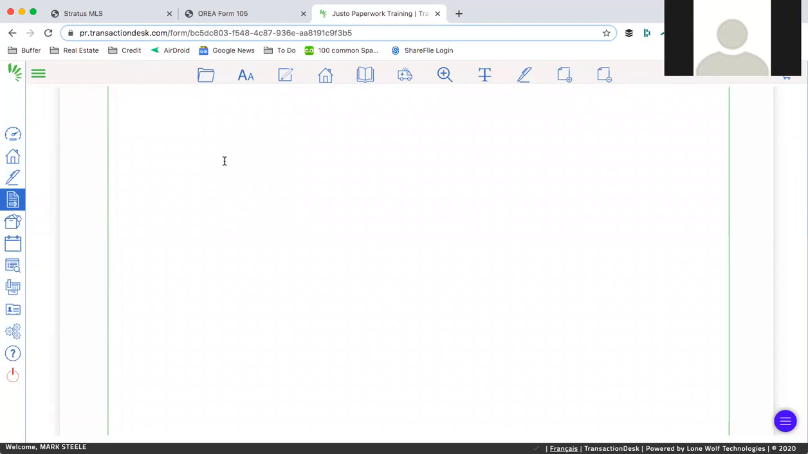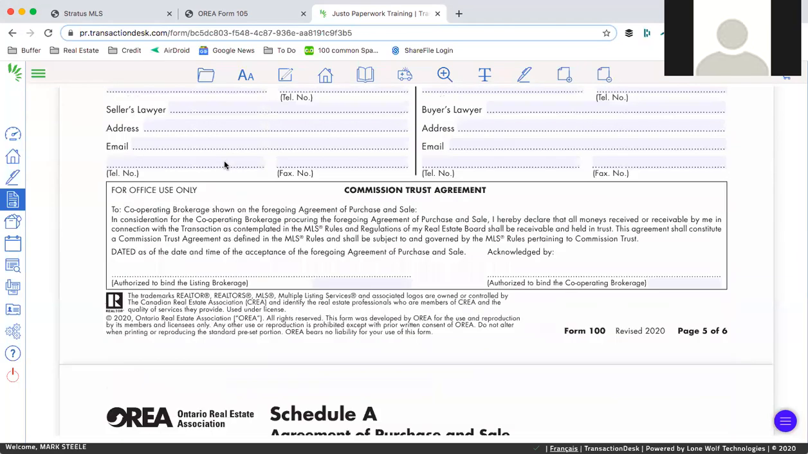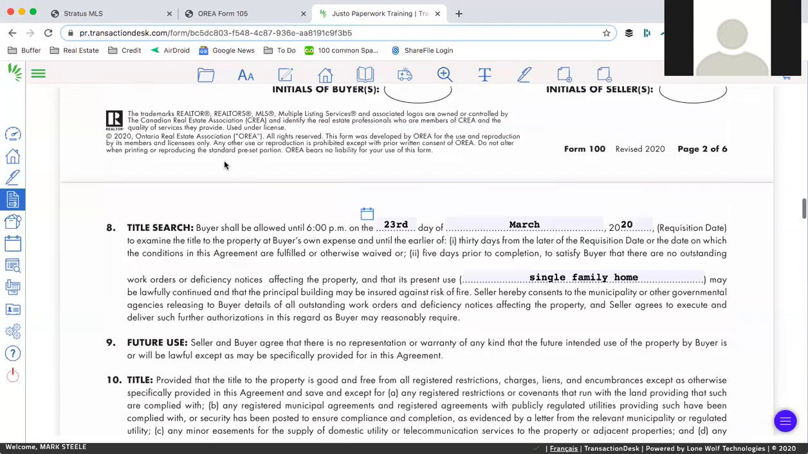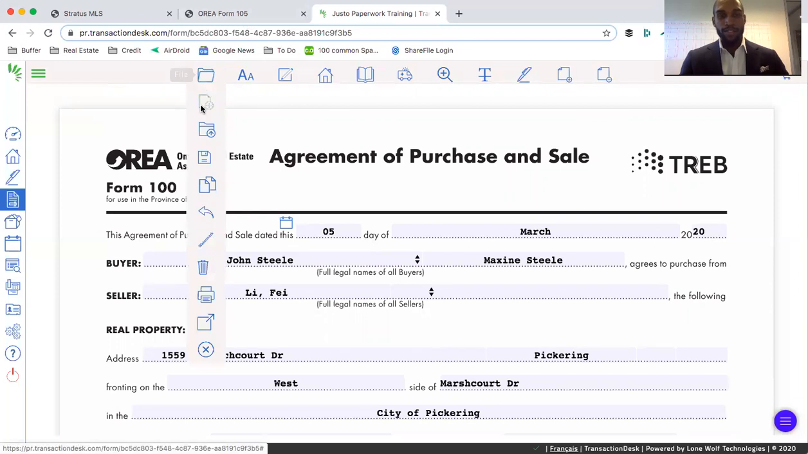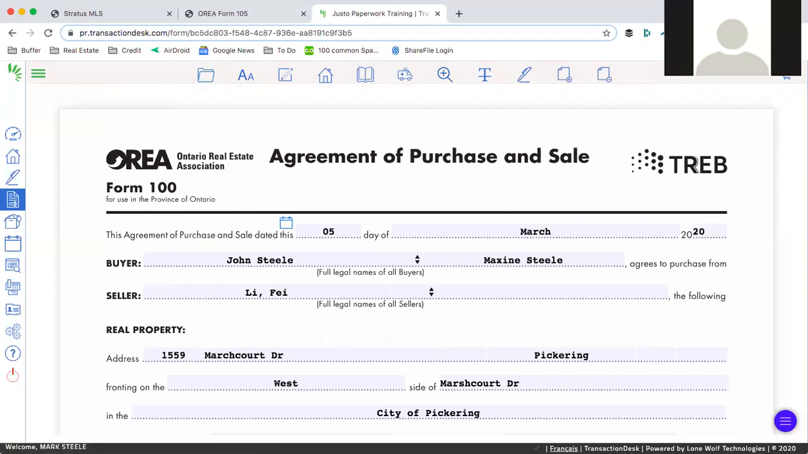we're going to come back to it. Okay, so that is the APS, or agreement of purchase and sale. Pretty straightforward. Again, essentially, you're just following the prompts, putting what they're asking you to put in. Okay. Any questions on that so far? Clear. Okay, perfect. Thank you very much.